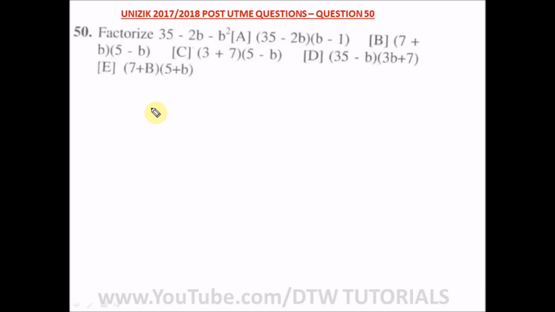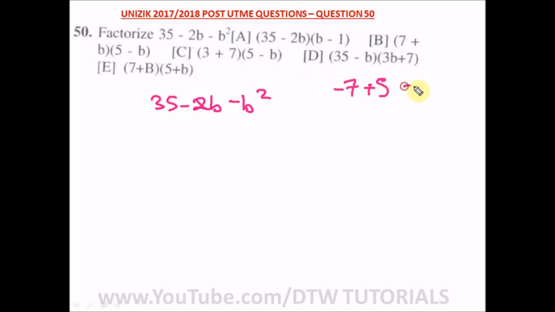Question 50 of the UNIZIK 2017/2018 post-UME past questions. It says, factorize 35 minus 2b minus b squared. Okay, so all we need to do is find the factors of 35 that will either add or subtract to give us what? Minus 2b. And these factors is simply what? 7 and 5. Since 7 times 5 is what? 35. So we are going to look for how we can add or subtract that would give us minus 2b. It's definitely a minus 7 plus 5.